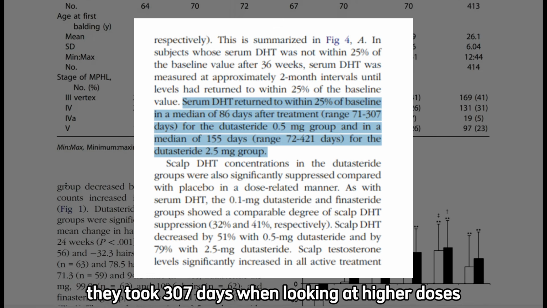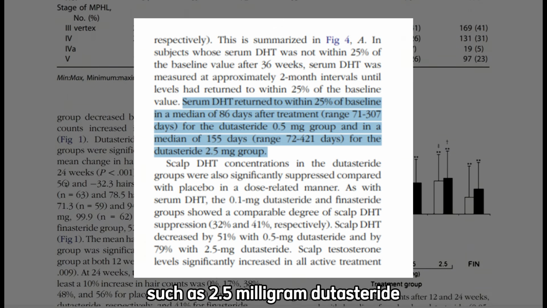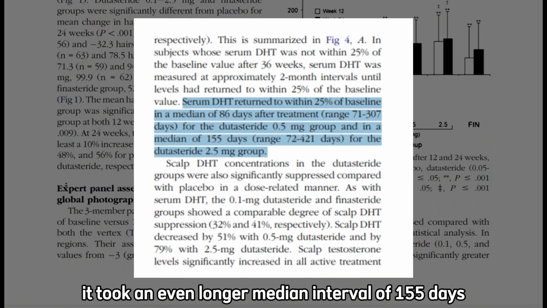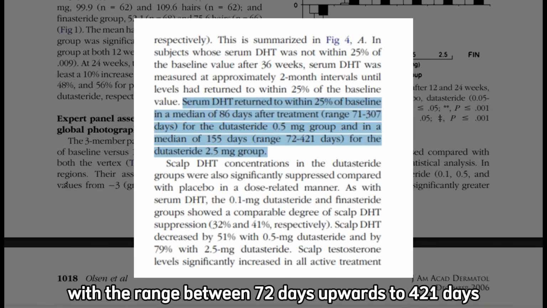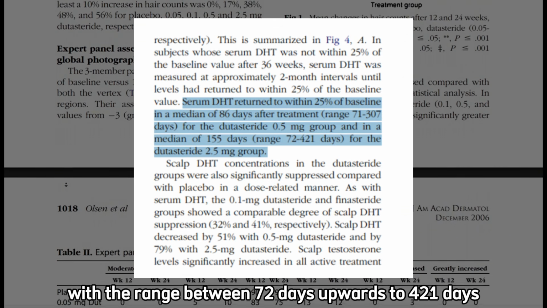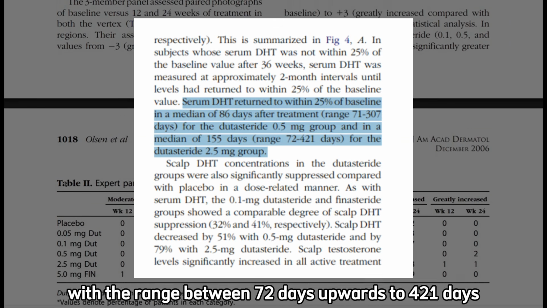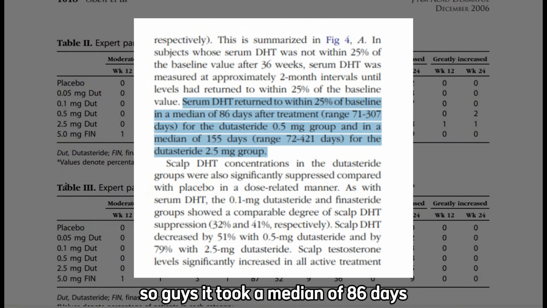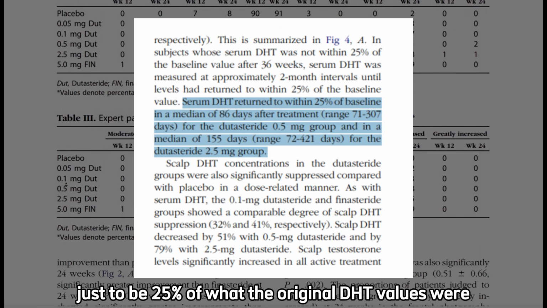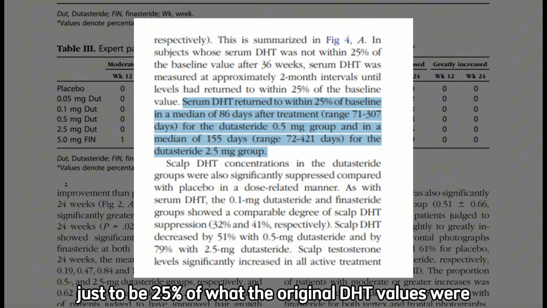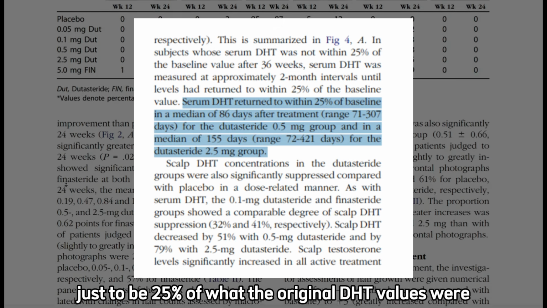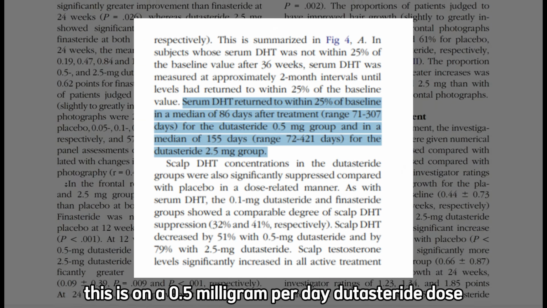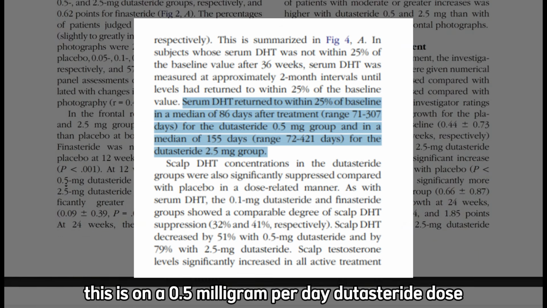When looking at higher doses, such as 2.5 milligram dutasteride, it took an even longer median interval of 155 days, with the range between 72 days upwards to 421 days. So guys, it took a median of 86 days just to be within 25% of what the original DHT values were for humans in that study. And mind you, again, this is on a 0.5 milligram per day dutasteride dose.